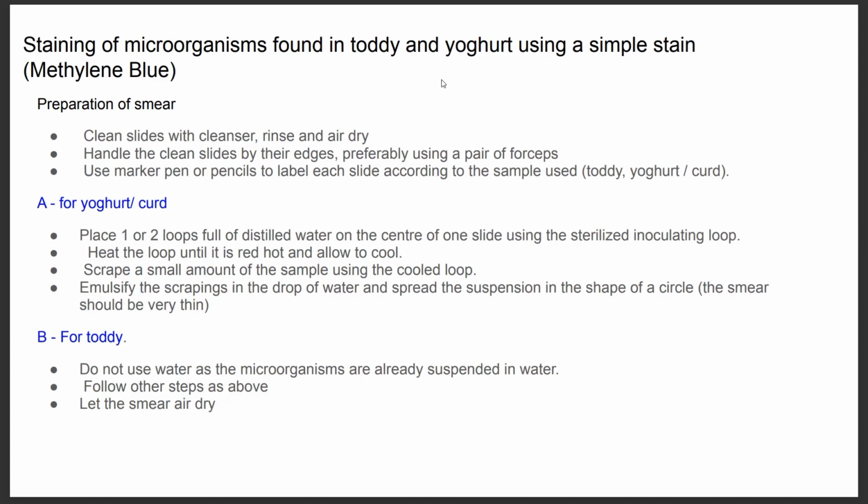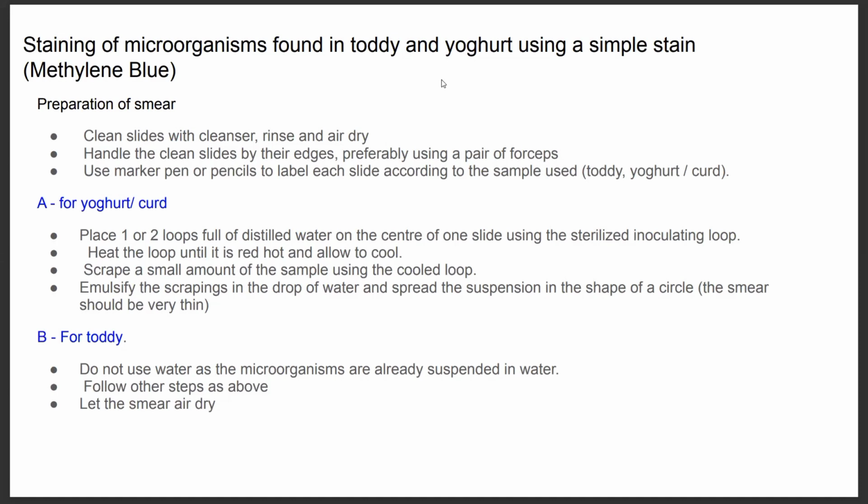which is in the middle of the glass slide, and you have to spread the suspension in the shape of a circle. Here the smear should be very thin. So this is called emulsifying, right? Okay, that is for the yogurt sample. For the toddy, it contains yeast, right? Here we don't have to use water.